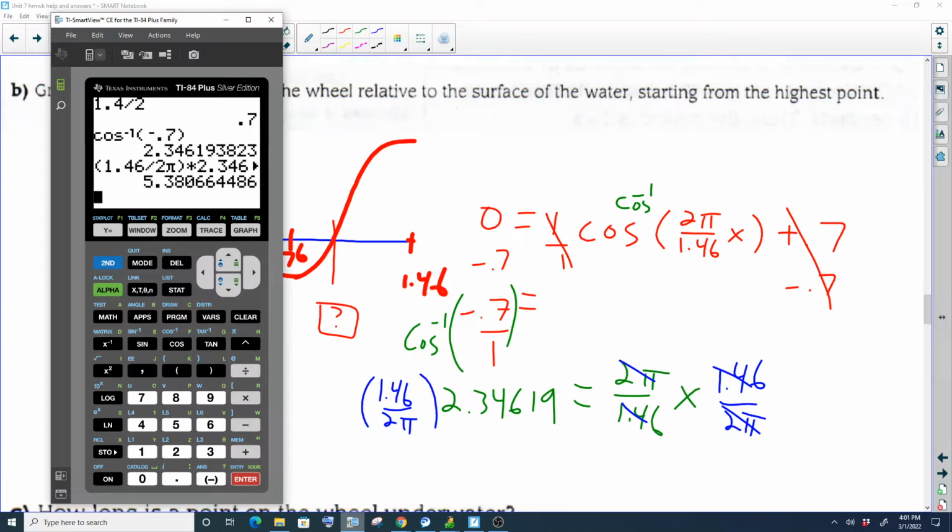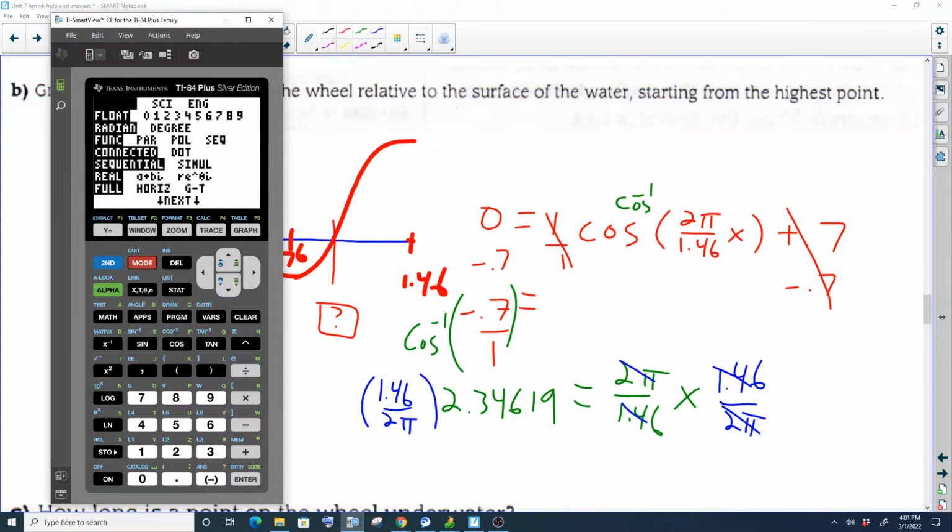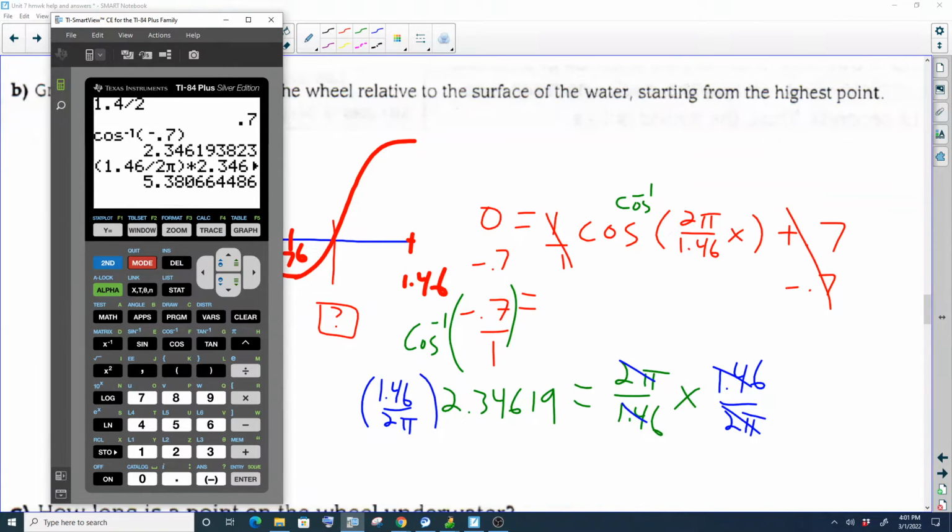Wait a second. Something doesn't seem right. Was I in radians? Oh man, I'm going to be so mad. It's supposed to be in radians because we're dealing with 2 pi, and because we inverse cosine to the other side. So that's good to be in radians. But 5.38, something doesn't seem right. What did we do wrong there?